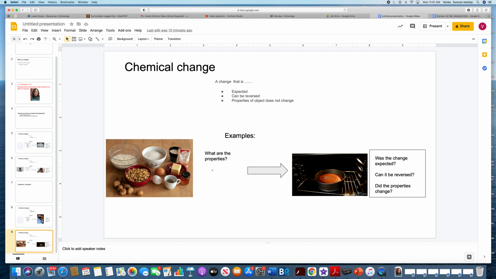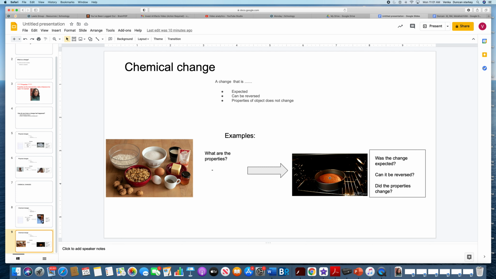I cannot take this cake and reach my hand in and say, I want my butter back. I want my egg back. I want my sugar back. I cannot make it go back to these individual ingredients. Did the properties change? Yes. It's no longer grainy and creamy and white and brittle. It's no longer those individual properties. Now it's a new substance. It's a cake.